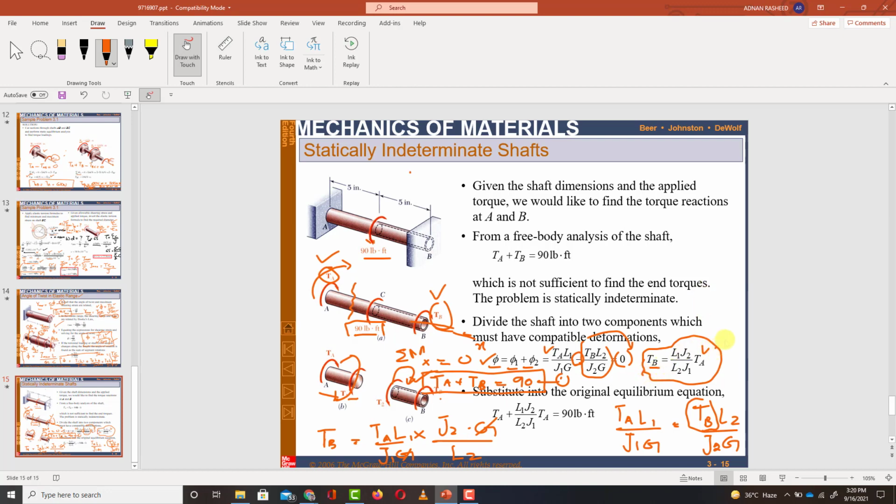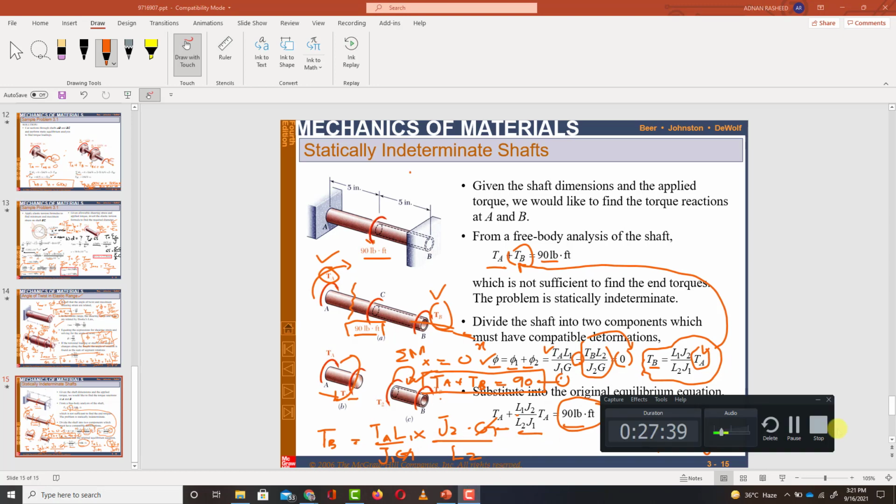You have to put this value of TB over here, that is TB in terms of TA. So if you put this, you will get the value of TA because all the values are in TA. When you find TA, again you put the TA value over here and subtract TA from 90. So you will get TB. Clear? This is how you can solve a statically indeterminate shaft. Clear? Okay, thank you for your time.